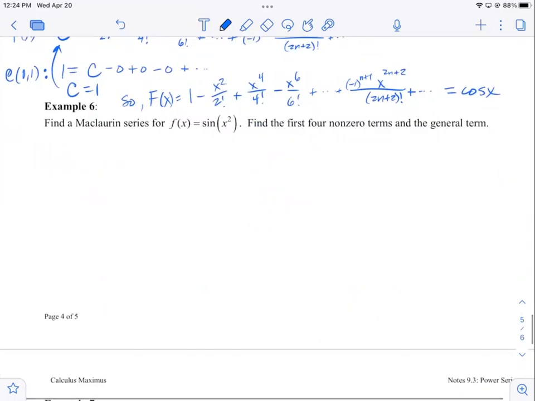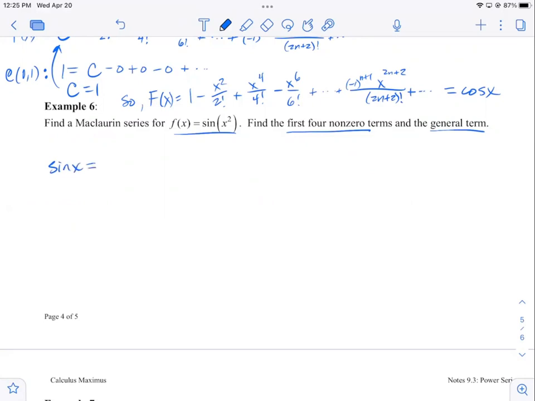All right. Example 6. Find a Maclaurin series for sine of x squared. Write the first 4 non-zero terms and the general term. Got it. No problem. Are we going to reinvent the wheel with Taylor's coefficient rule? No. We're going to use our sine of x. So let's go ahead and write sine of x.